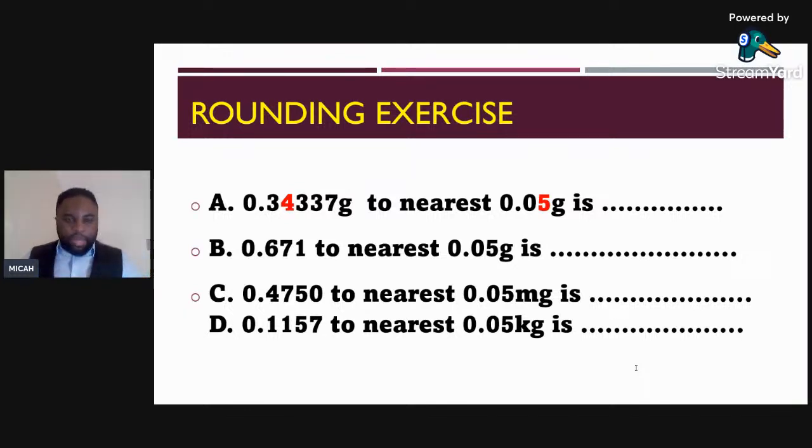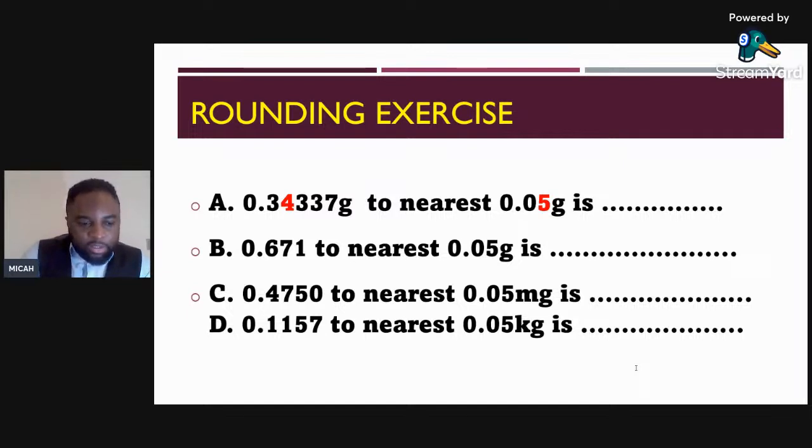So I've looked at what's behind it. What's behind it is 3, but also look at the number itself. Most importantly, is that number halfway or more between 0 and 5? If it's halfway or more, I'll go up. If it's less than halfway, I'll go down. So the answer to the first one is 0.35 grams. That's the answer to A.